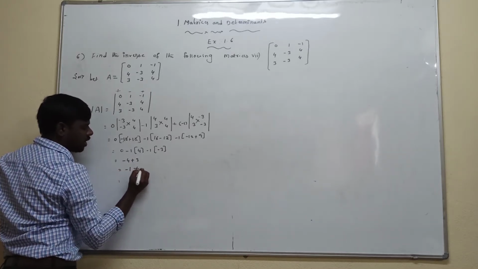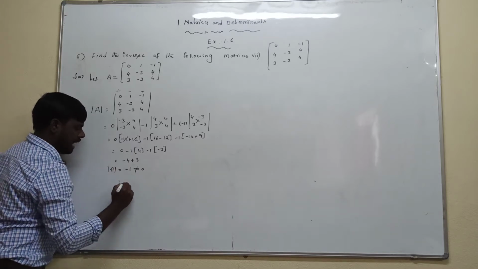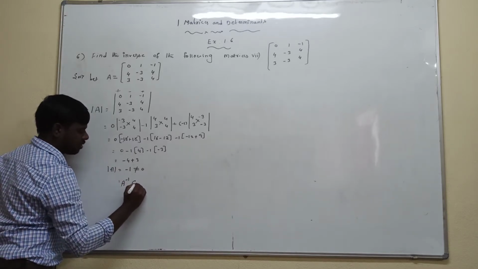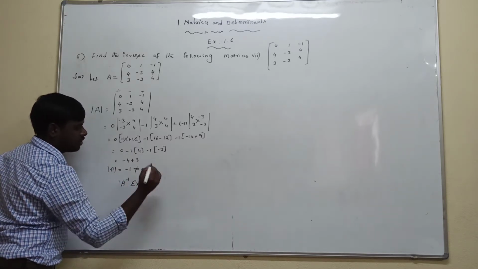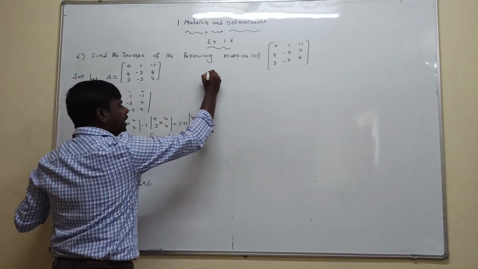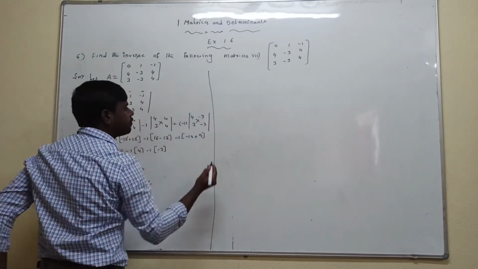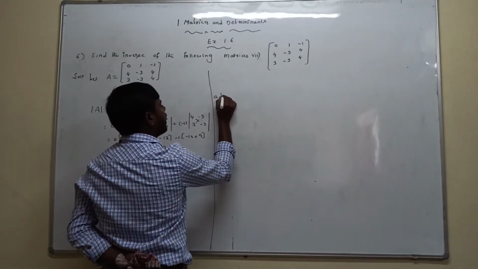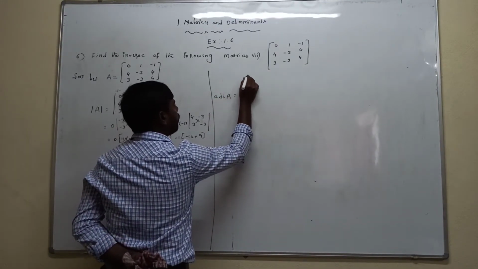This is not equal to 0. So the inverse exists. Next we need to calculate the adjoint of it. The next step is calculating the adjoint of it.